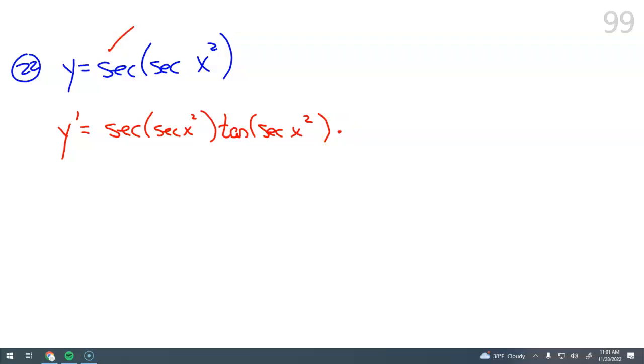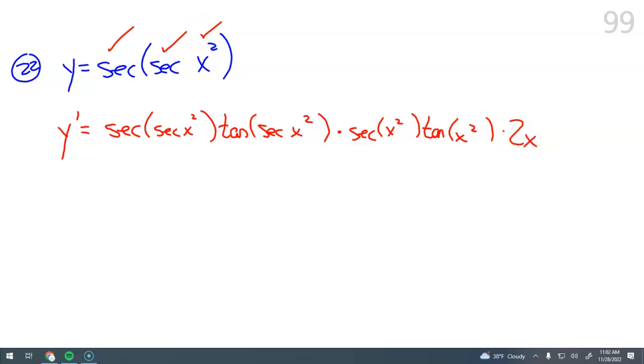Then I work to like the middle. So that's sec again. So the derivative of sec is sec tan. And what do I do with the little guy? Leave it. So now I can kind of check that one off the list. And then what do I still have to multiply by? 2x, because it's the derivative of x squared.